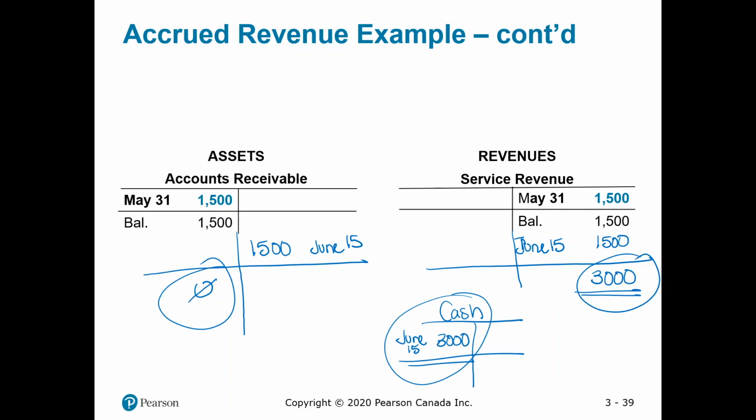Okay, so that is accrued revenue. There's another example waiting for you in the practice section, so go ahead and try that out.